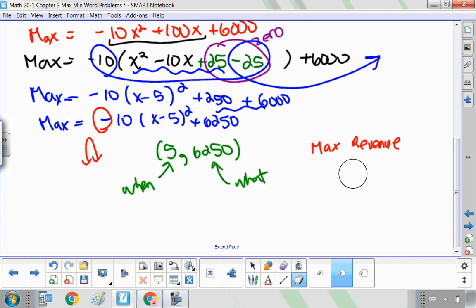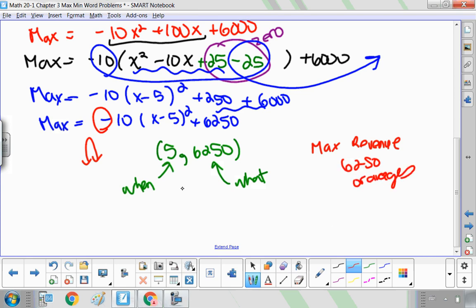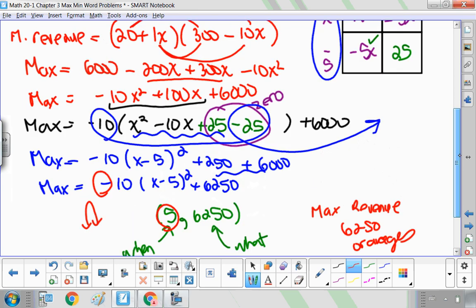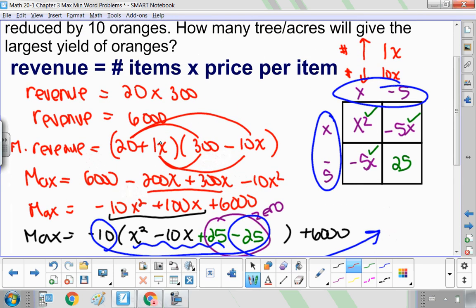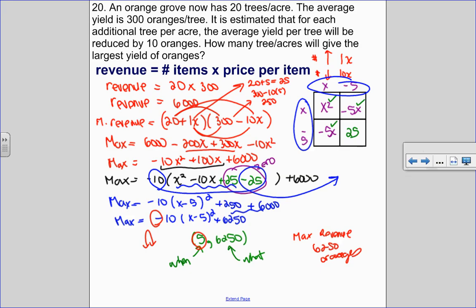So my maximum is 6,250 oranges. And how do I do that? I do that by increasing multiples of 5. So what that means is I am increasing the trees per acre by multiples of 5. So I'm going to have 25 trees per acre, but I'm decreasing the number of oranges also by multiples of 5, which would be 250. So 25 trees per acre, each producing 250 oranges. 25 times 250 gives me my 6,250 oranges.